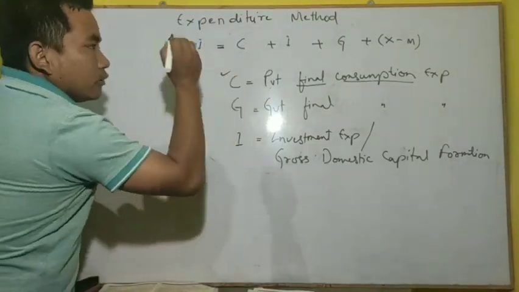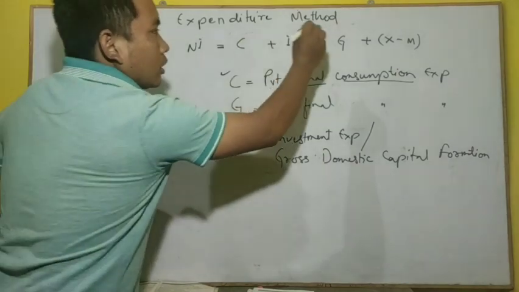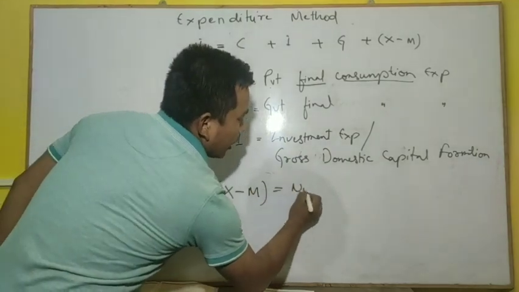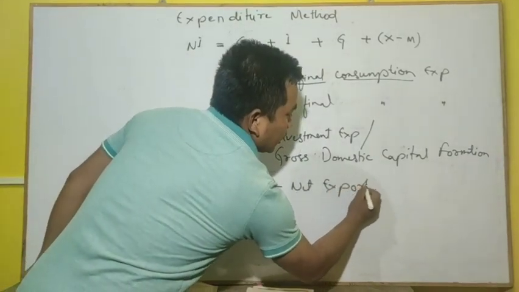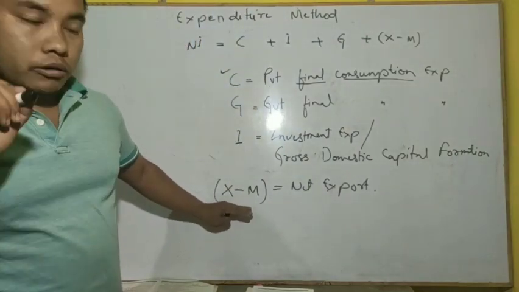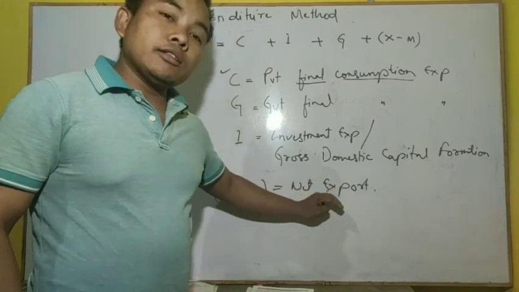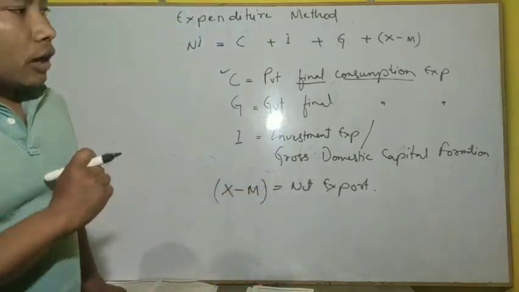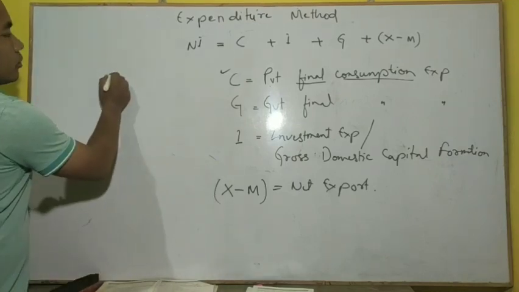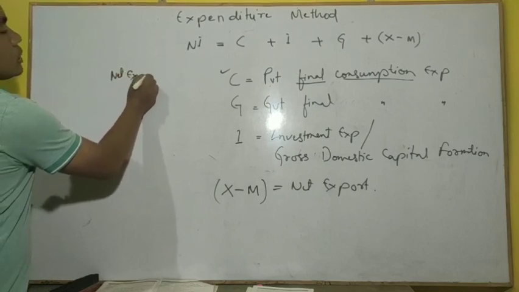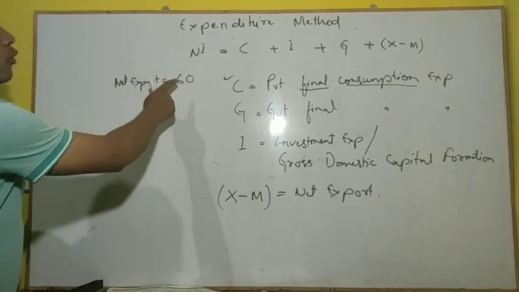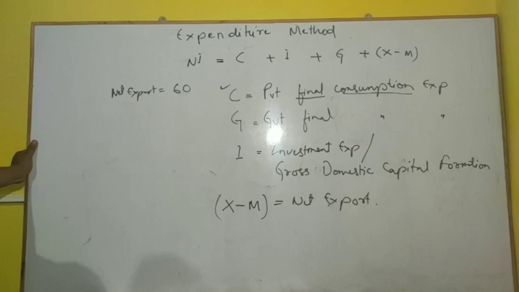The fourth part of our national income calculation is export minus import, which is known as net export. Remember this, net export is export minus import. But remember, the value of net export can be either positive or negative. There are some tricky questions. For example, in an examination, if net export is given as 60, meaning positive 60, then the value of 60 is to be added to the value of national income.